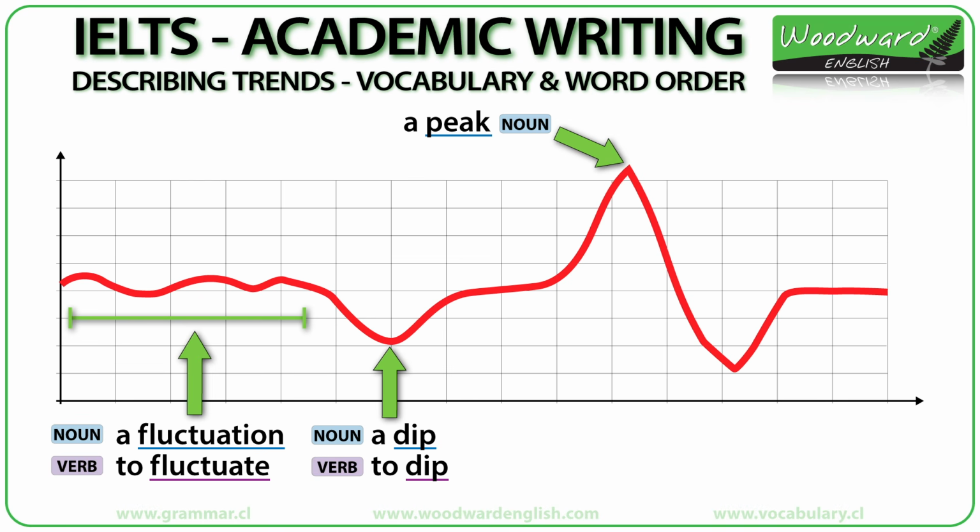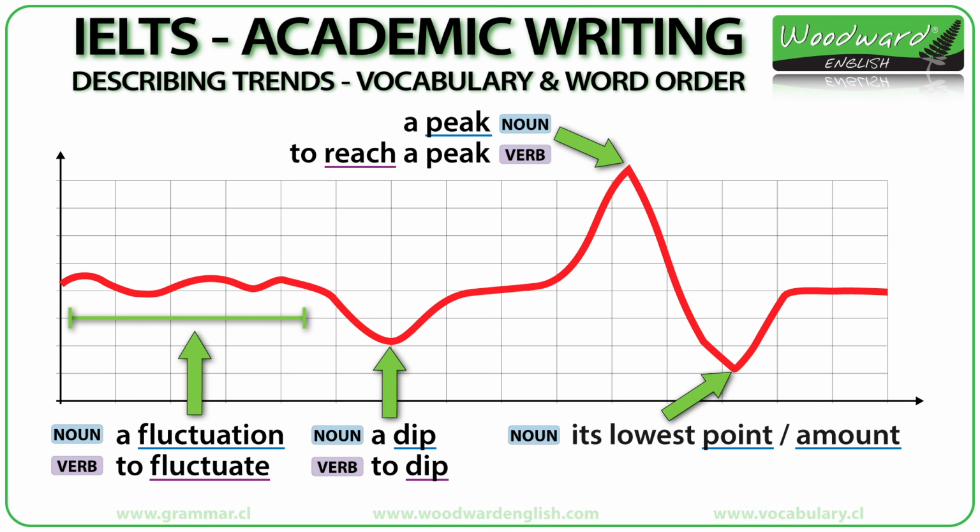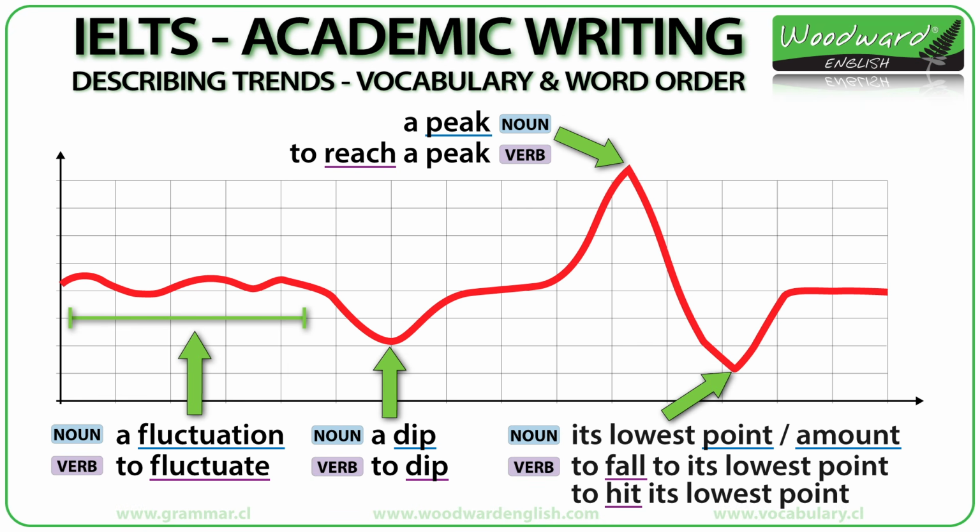We also have a peak, which is the highest point. Peak is a noun. To use it with a verb, we say reach a peak, which means it goes up to arrive at its highest point. The opposite of peak is the lowest point or lowest amount. We can use two verbs with this: fall to its lowest point or hit its lowest point. Notice how we need the preposition to after fall, but we don't use to after the verb hit.